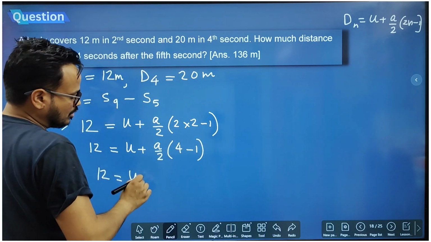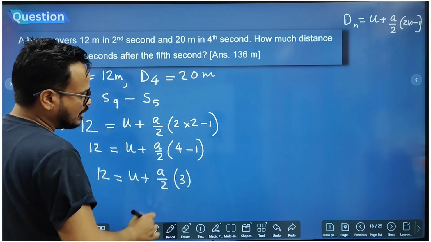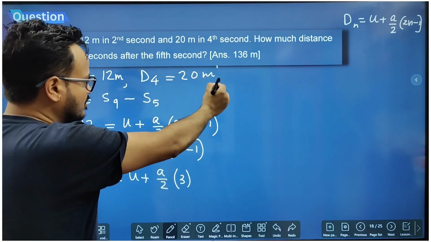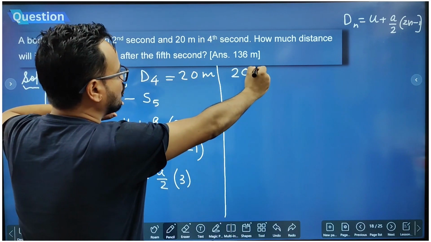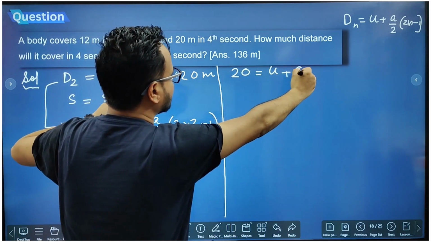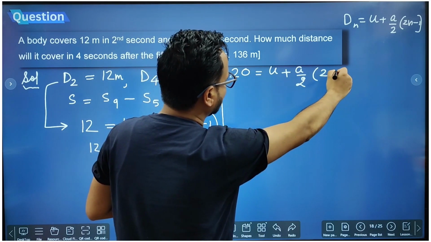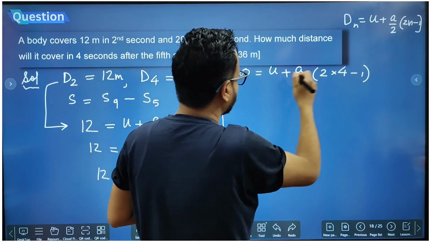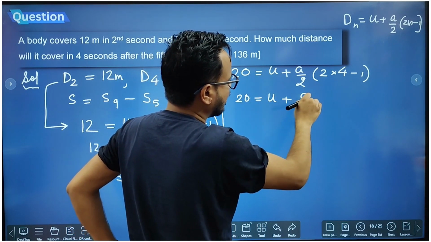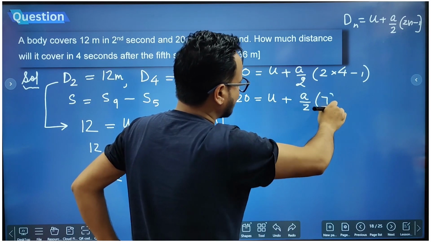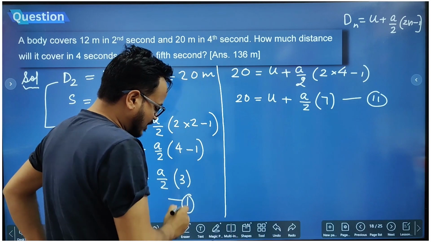12 equal to u plus a by 2 into 3. This is our first equation. And now let's make the second equation for D4. 20 equal to u plus a by 2 into 2n minus 1. So 20 equal to u plus a by 2 into 7. Now this is our second equation and this is the first equation.